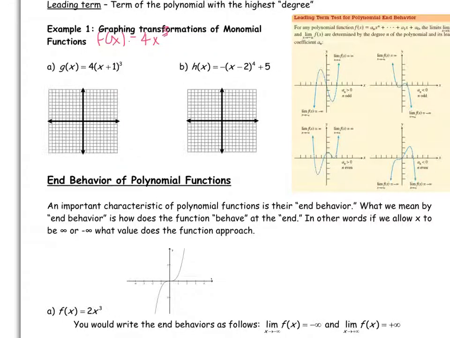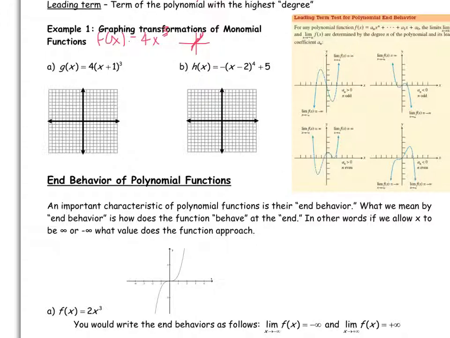Well, that 4x cubed is a monomial, and we know that it has a vertical stretch of 4 from the parent cubic function. The parent one would go through the origin. If I sketch that over here, it would look something like this. Not a really good picture, but the monomial is going to go through the origin. It doesn't have a shift left or right yet. That's what 4x cubed is supposed to look like.